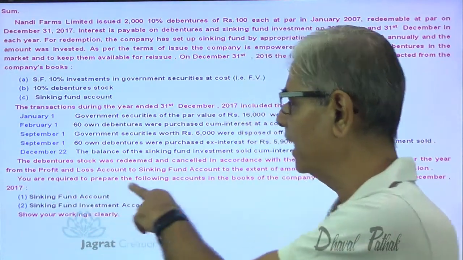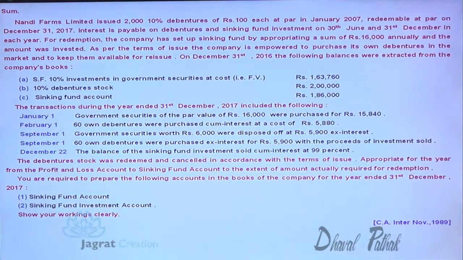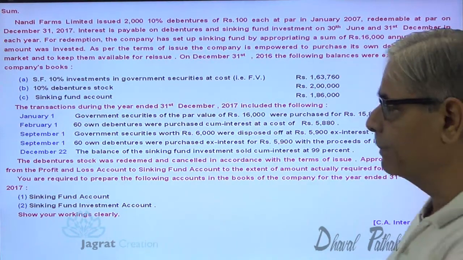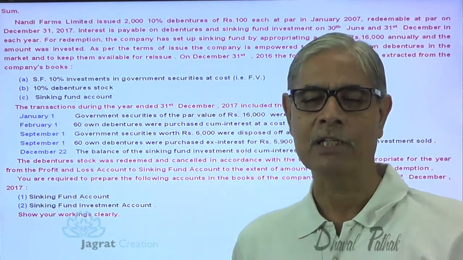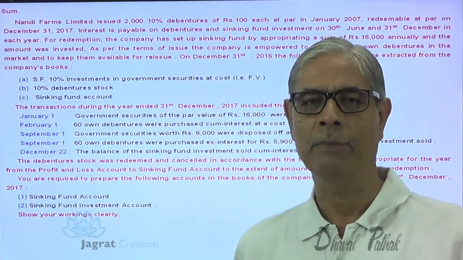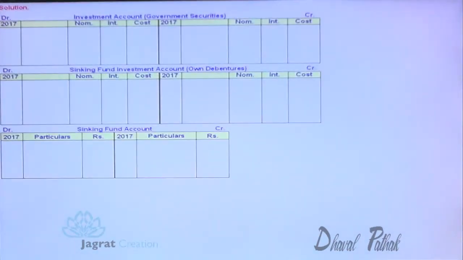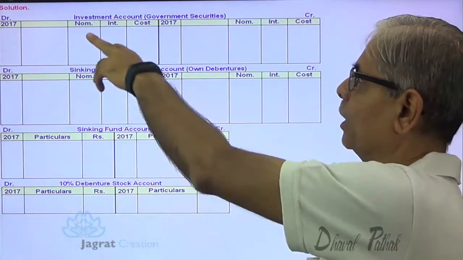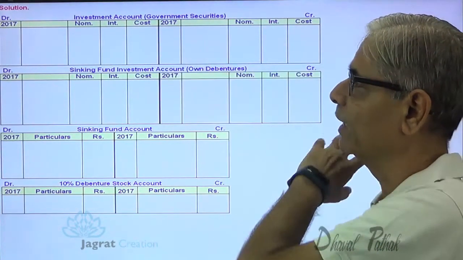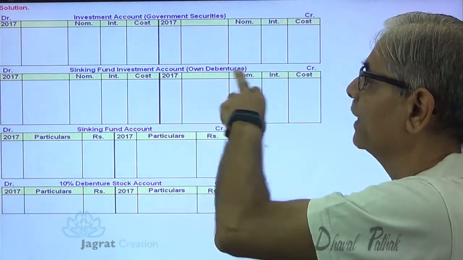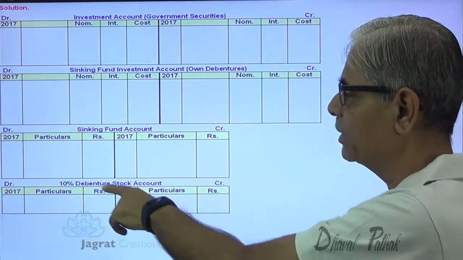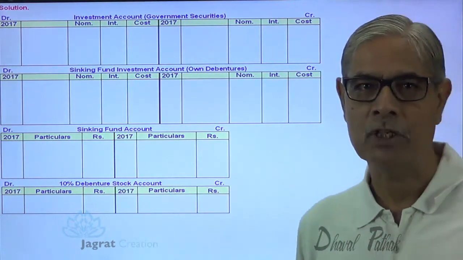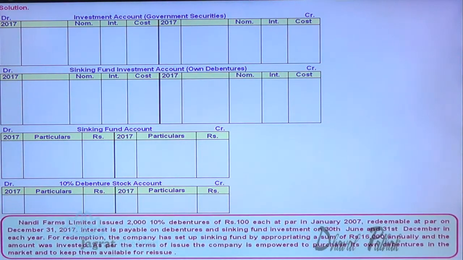You are required to prepare the following accounts in the books of the company for the year ended on 31st of December 2017: sinking fund account and sinking fund investment account. Though we are asked only to prepare two accounts, we are going to prepare one more account. So these are the accounts that I am going to prepare for the purpose of solving the sum. Investment in government securities, that is sinking fund investment. Sinking fund investment in own debentures. Sinking fund account. This is the debenture stock liability account. First of all, I would like to write down the opening balances.